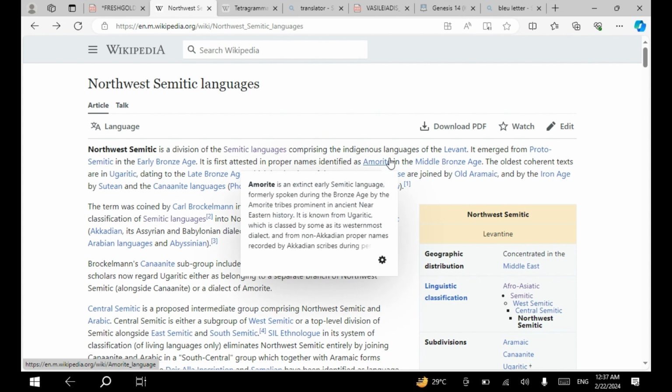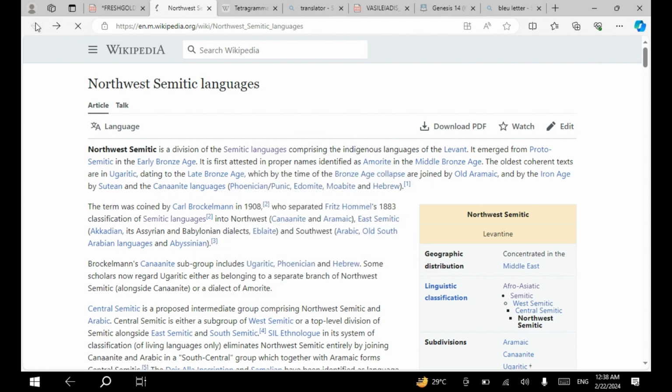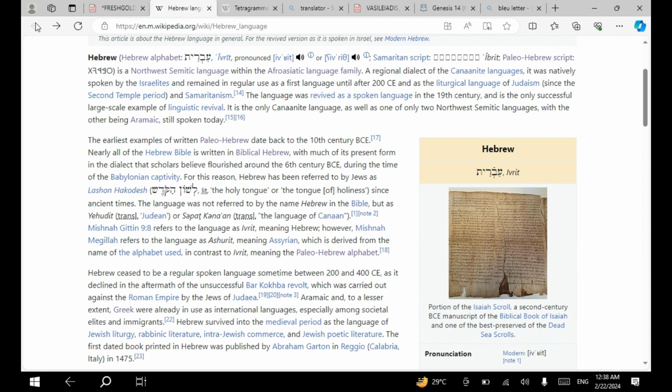So you remember that we are looking at what? Hebrew is a Northwest Semitic language spoken by the Afro-Asiatic, right? And in the early Bronze Age, it is identified as what? Amorite. Up to today, the Amorite are the speakers of the Aramaic. That's why I'm trying to tell you that Hebrew is claiming to be what? Aramaic, and it's claiming to be Afro-Asiatic at the same time.